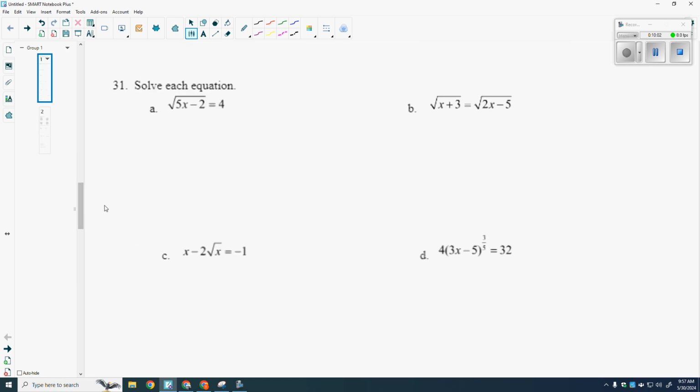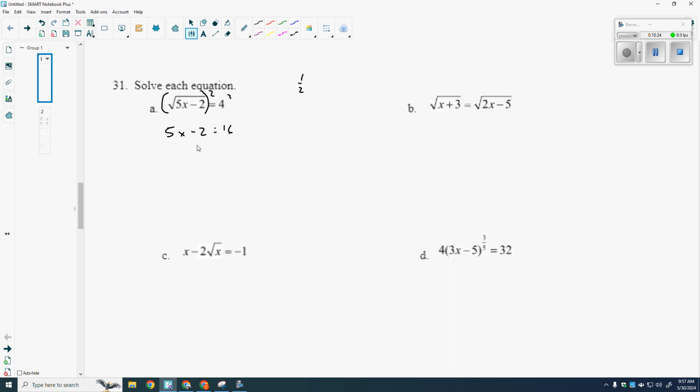Switching gears a little bit, solving. To solve a radical, we are going to raise both sides to the reciprocal power. Or if it's a square root, a 1/2 power, I'm going to raise it to the second power, or I'm going to simply square both sides. Square cancels the square root. That's why we did that.